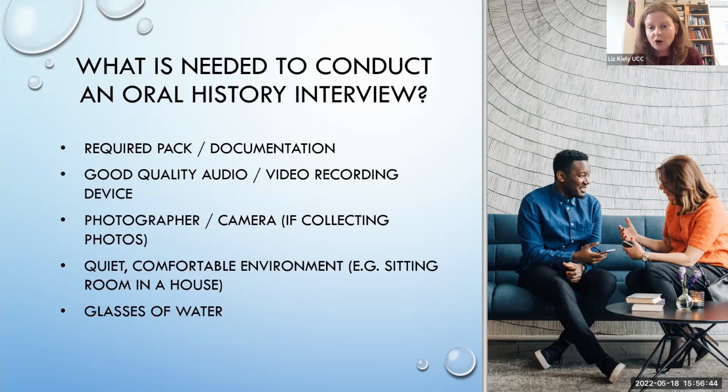We need a quiet, comfortable environment. A sitting room in a house is an ideal location because it's not likely that there will be the noise from a fridge or a washing machine or a dishwasher or whatever. And there's a lot of soft furnishing, and glasses of water to ensure that somebody has refreshment. And of course, we can also expect that we take breaks over the course of doing an oral history interview that sometimes can be quite long.